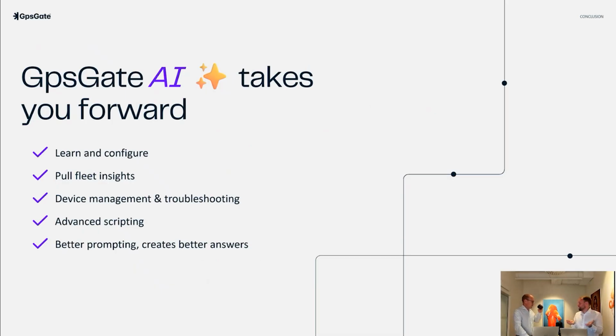So what the AI is helping you with is to get you unstuck. If you don't know what to do, you can learn how to configure and how to do things. You can pull the fleet insights if you wonder how things are going, so the AI has the data for you. We can also help out with device troubleshooting and just finding out what's happening.